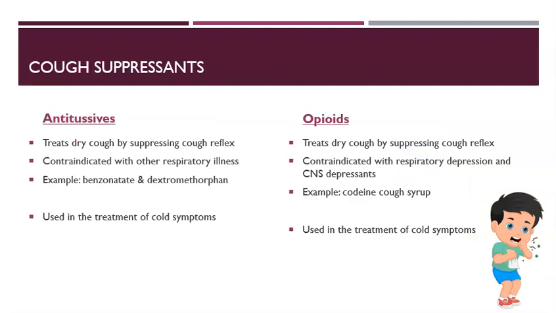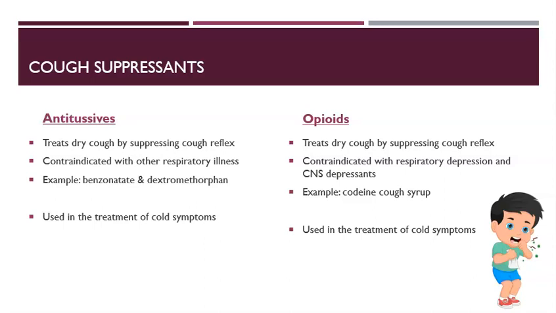There are two types of cough suppressants, antitussives and opioids. Antitussives treat dry coughs by suppressing the cough reflex. They are contraindicated if the patient has a respiratory illness where you wouldn't want to suppress their cough reflex or depress the respiratory system. Examples are benzonatate and dextromethorphan. We talked about these in the treatment of cold symptoms.